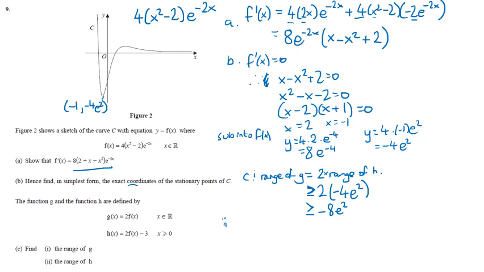So h is twice the function and then minus 3, but also we're told that x is greater than or equal to 0. So what we need to find out is what's the value when x is equal to 0. So when x is 0, f of x, let's do f of x first, was 4 times minus 2 times e to the 0, which is 1. So that's just minus 8.